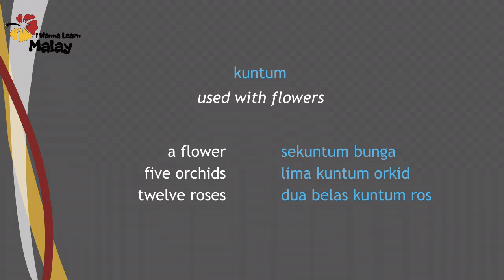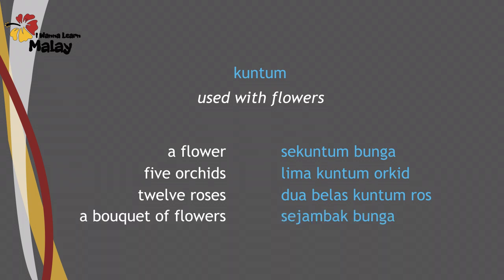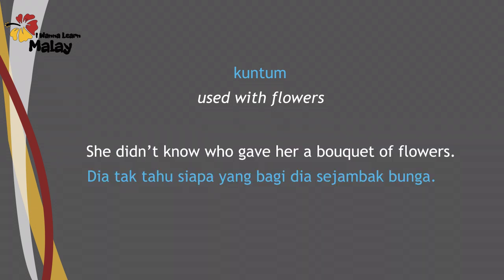If it comes in a bouquet, for example, a bouquet of flowers would not be sekuntum bunga. It would be sejambak bunga, because it comes in a bunch. So if you say, she didn't know who gave her a bouquet of flowers, in Malay that would be dia tak tahu siapa yang bagi dia sejambak bunga. So it's different from dia tak tahu siapa yang bagi dia sekuntum bunga. So sekuntum bunga is only just one flower or one stalk of flower.